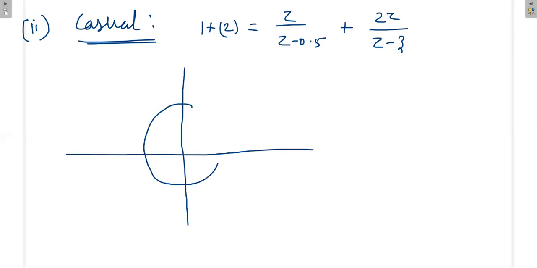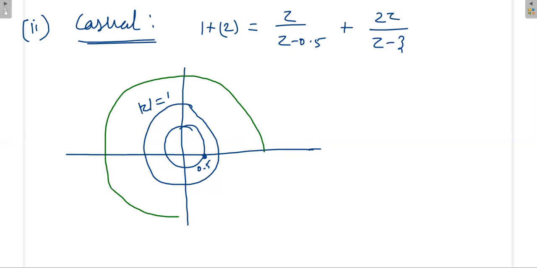Reference circle mod z is equal to 1. Okay, 0.5, this is the 0.5 circle. And another circle with mod z is equal to 3, the green color one with mod z equal to 3.